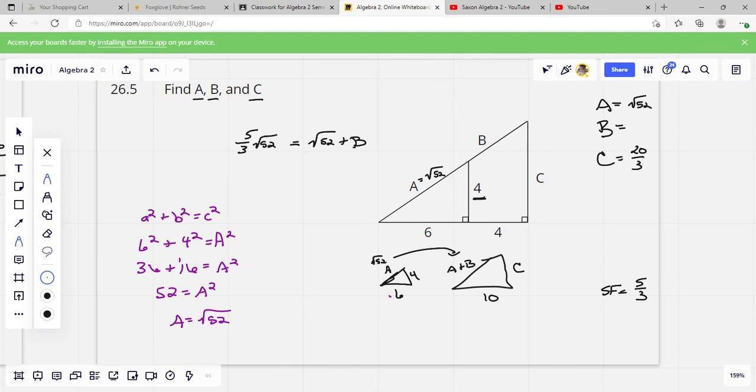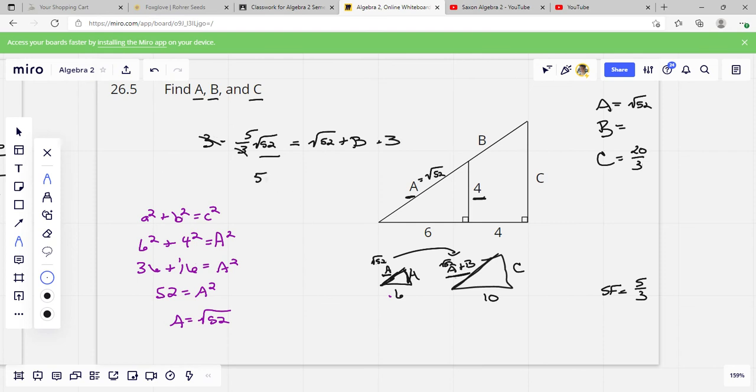Our scale factor times this one is going to equal that one, right? So this square root of 52 is just right here. It's A, right? It's the length of the hypotenuse of the smaller triangle. And then a plus b, so square root of 52 plus b, is the hypotenuse of the other triangle. And we're just multiplying it times the scale factor. All right, so we're going to multiply both sides times 3 to get rid of that 3 right there.